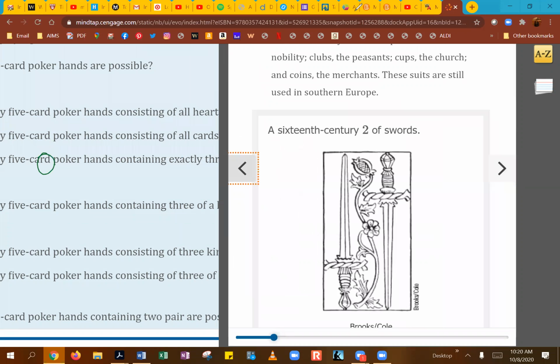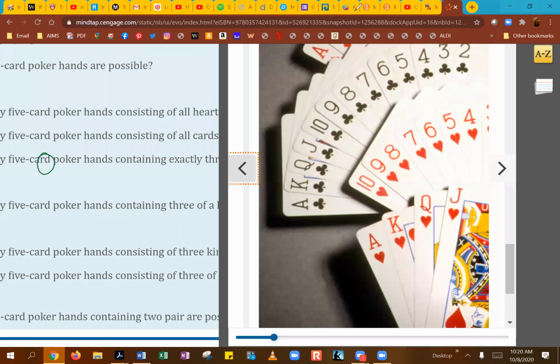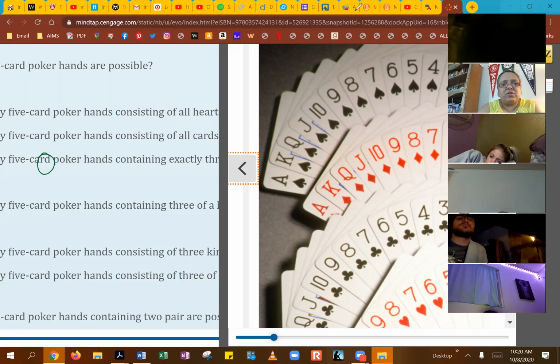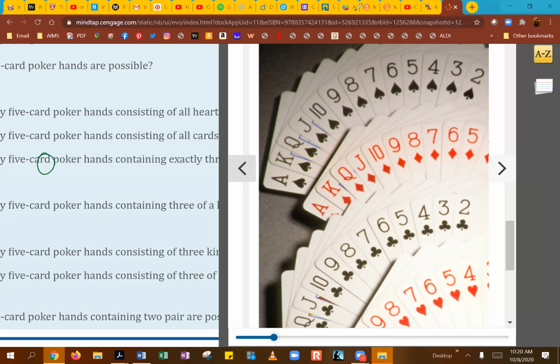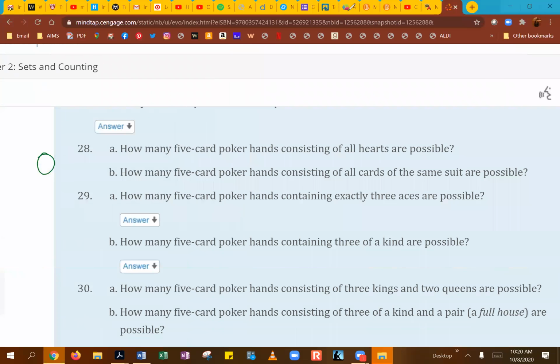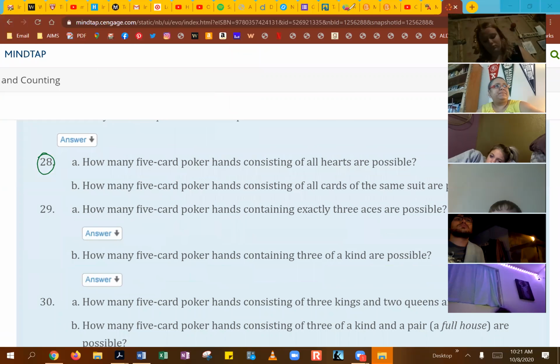Probably went too far. Okay, so basically, it's going to be the suit of cards going from the face cards, your king, queen, and joker, the ace, and then numbers 10 through 2. So using that as your reference, how many 5-card poker hands can you create consisting of all hearts? So what would we need to do for an example like this?